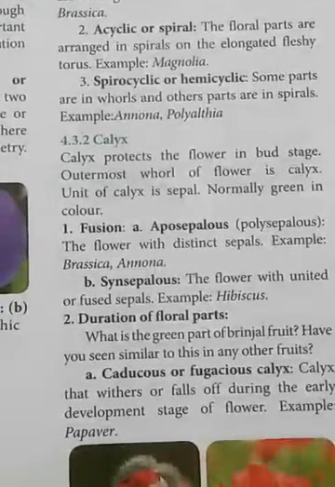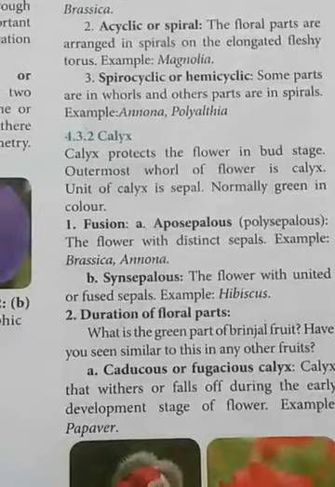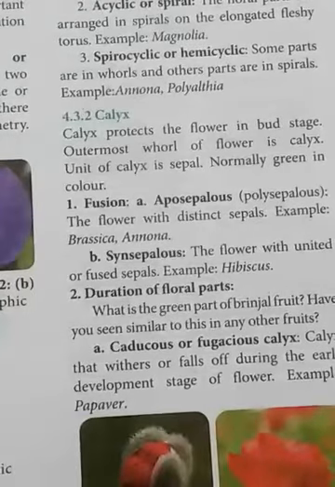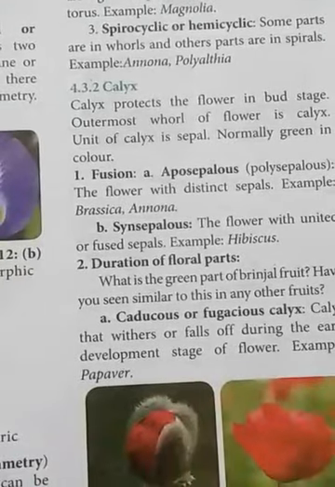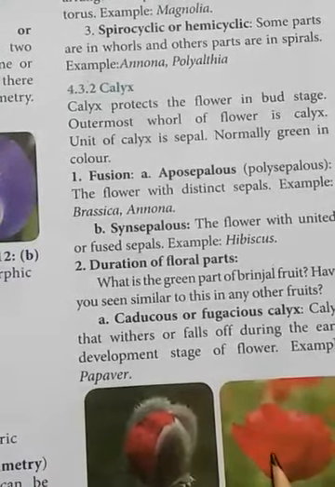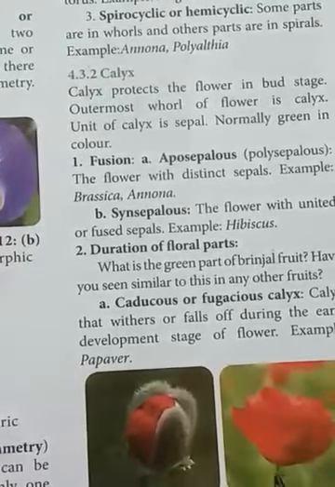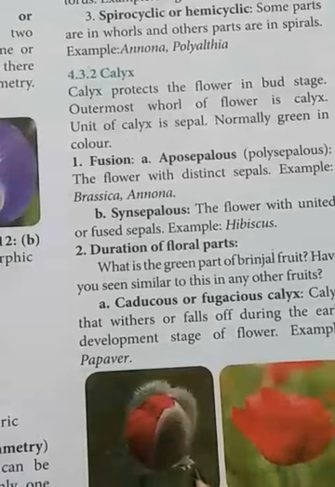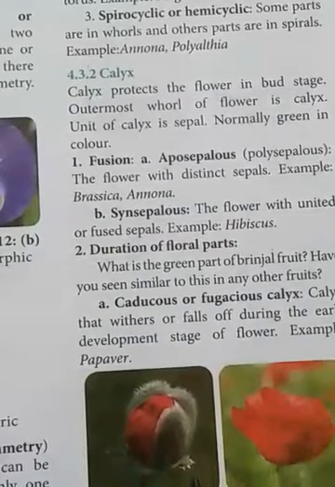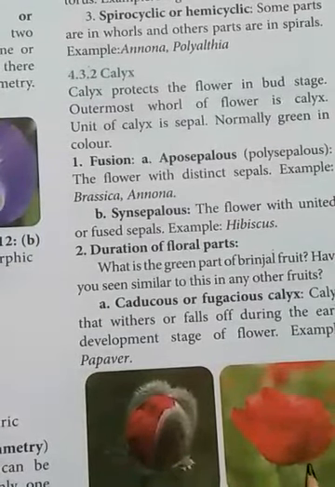This example you can find in pepper. Here you can find this is the calyx. Okay, this is the calyx. Now when the flower has bloomed, you can find the calyx is not there. Okay, so that is before the opening of the flower, the calyx has shed down. This we call it caducous.